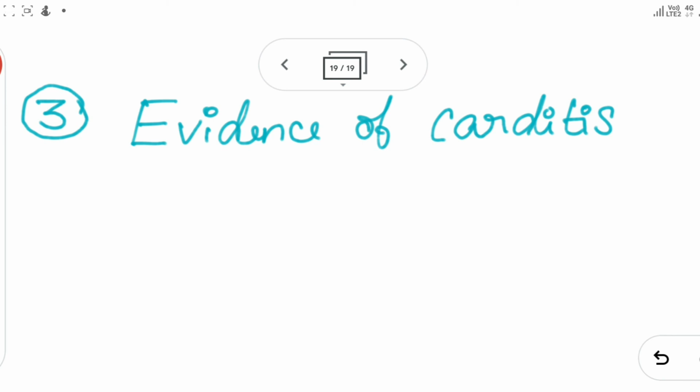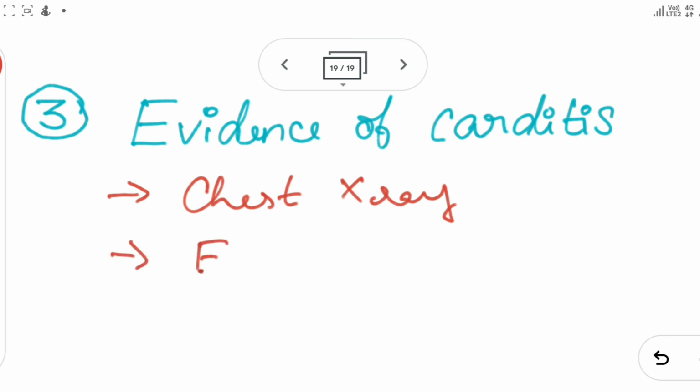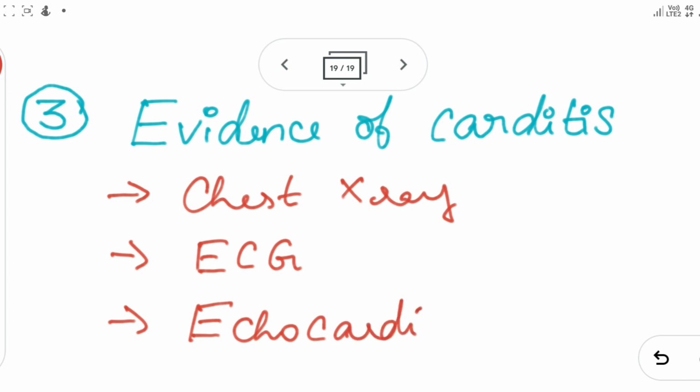The third one is the evidence of carditis. In chest X-ray, there is presence of cardiomegaly and pulmonary congestion, and in ECG there is AV block and T wave inversion, and in echocardiography there is cardiac dilatation and valve abnormalities.